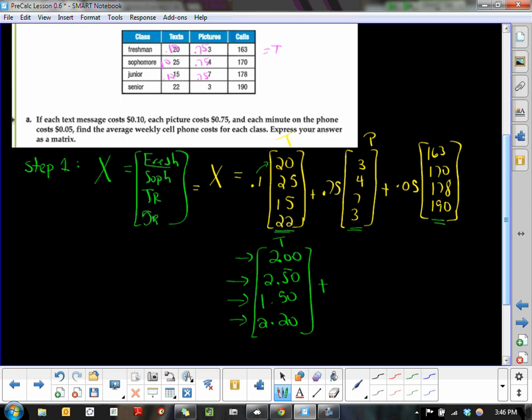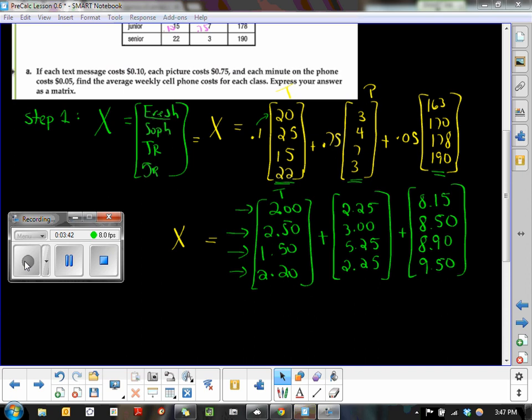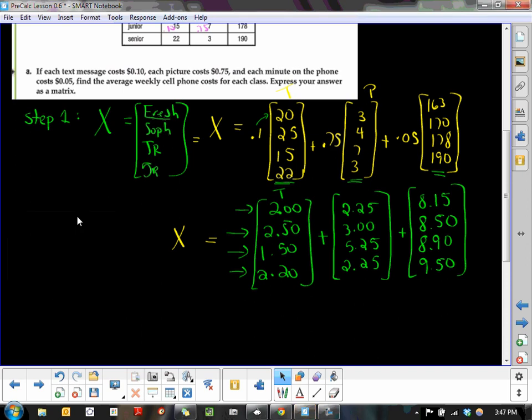If we want to add that to get our total cost, well, I'm going to pause it. I'm going to run the other calculations and put them in there, and then we'll find our total cost. Okay, after a little effort, we got all of our calculations in, so now we know how much each grade level spends on text, pictures, and phone calls.